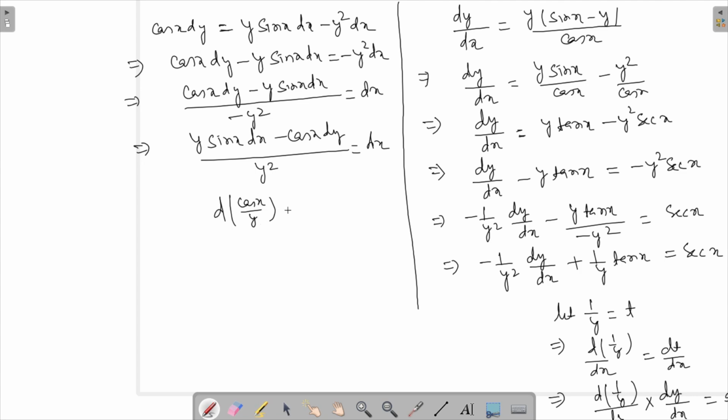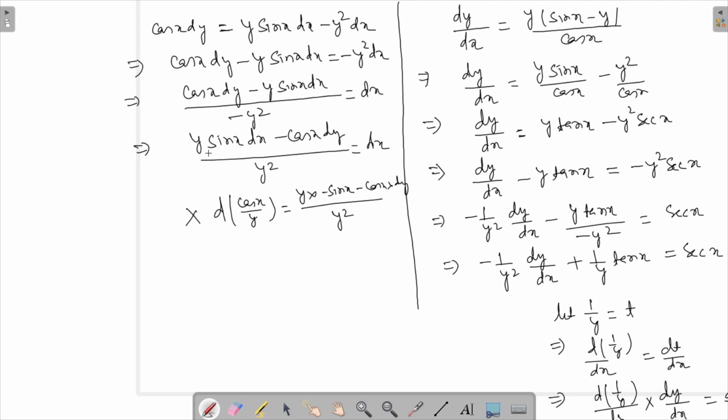So d of cos x upon y, if you want to actually evaluate, what will this be? This denominator y square, y into d of cos x upon dx, which is minus sin x, and then minus cos x into dy. But here there is a plus sign. So this is not the one, right? So what should we do actually?